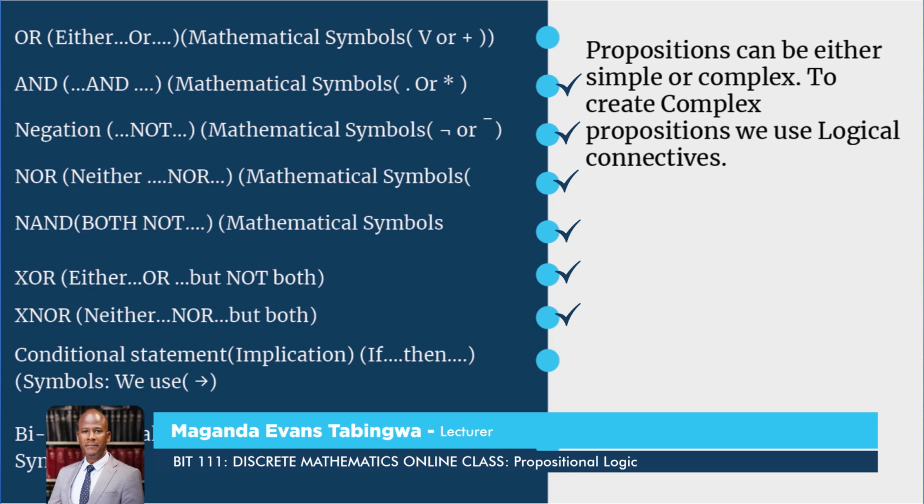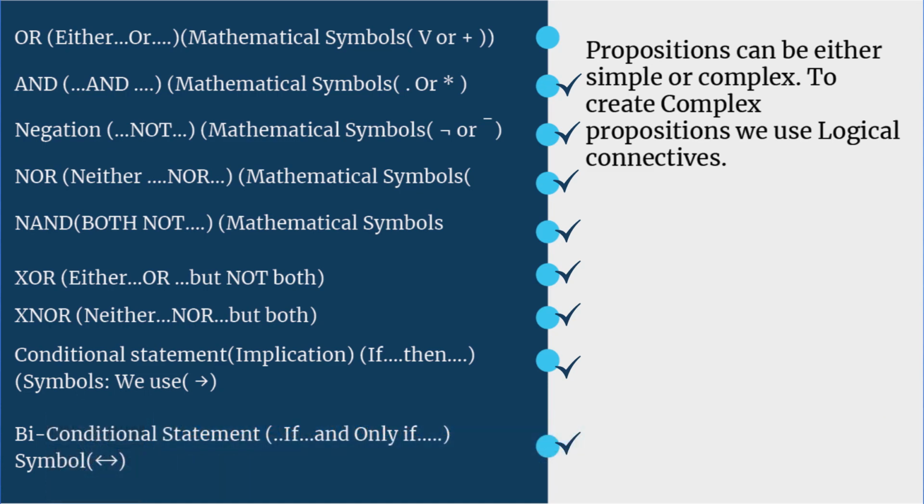Conditional statements. Now, a conditional statement, or what we call implication, is usually used in statements called the if-then statement. That is, if proposition A exists, then it has an effect on proposition B. Then finally, we have what we call the biconditional statement. These usually take the format of if and only if, and they have a sign of a double-sided arrow, okay?